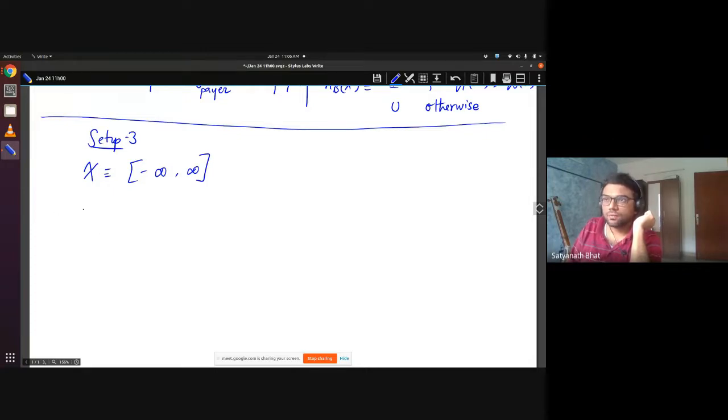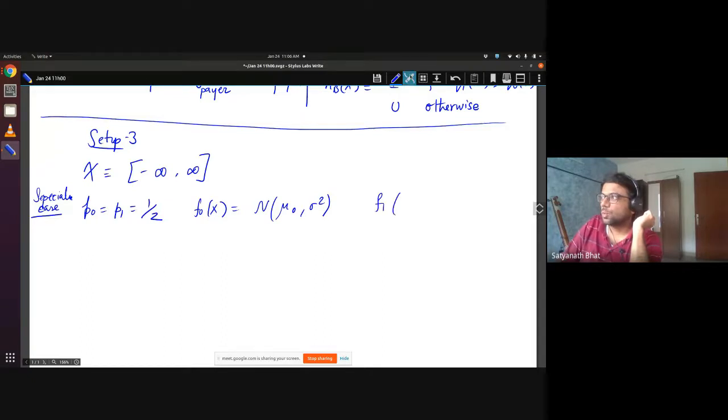So we looked at a special case where P0 is equal to P1 is equal to half. And we looked at a case where F0 of X is normal with mean mu 0 and variance sigma squared. And F1, maybe I called it mu 1, I don't know. It is okay. I hope this is not going to be a source of confusion.